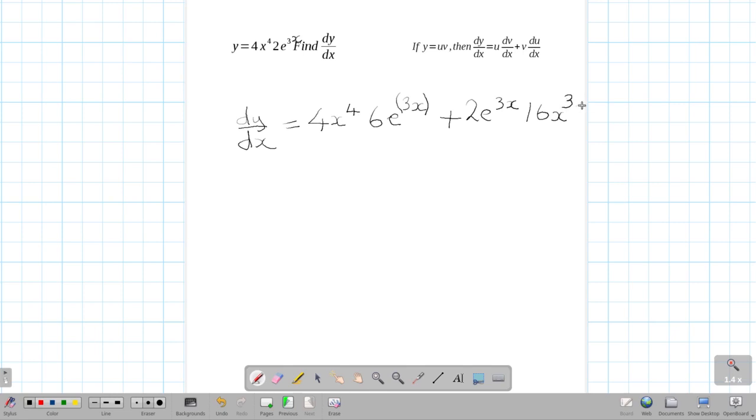And that's it, it's done. Not much more you can do with that really. You could take out the common factor of the e and put it outside in brackets if you really wanted to. You might do that if you were trying to find what the gradient was at some value of x. It might be easier to put in your calculator, but to be honest, not really. Just go with it as it is.